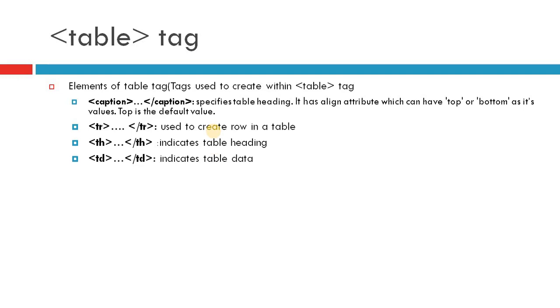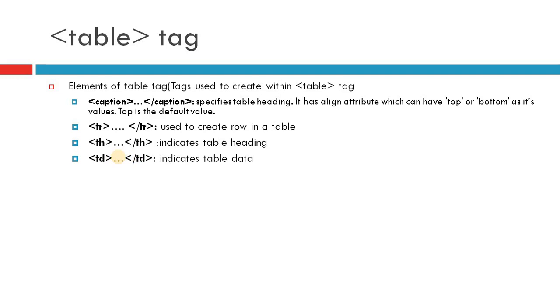Next is TD. TD indicates table data. The text which is in between TD and close of TD will become the data. This data will be displayed in one of the cells of the table. The difference between TH and TD is that TH is going to display the data in bold format. So it is used whenever we want to display headings for that particular data. Otherwise, TD tag is used.